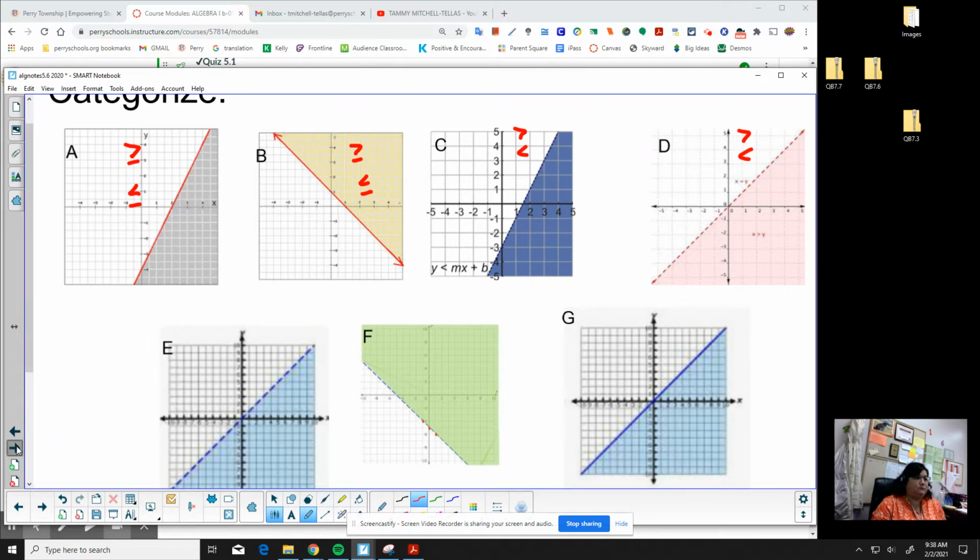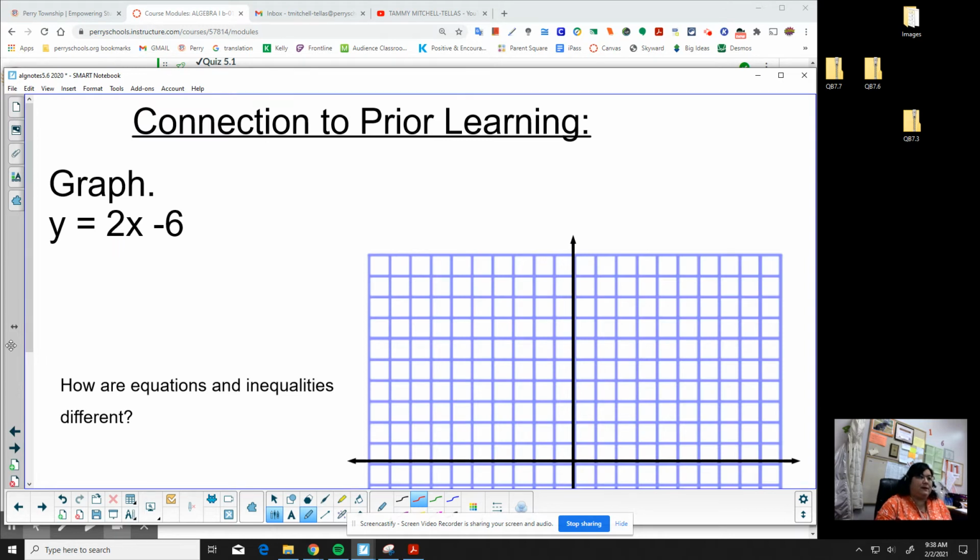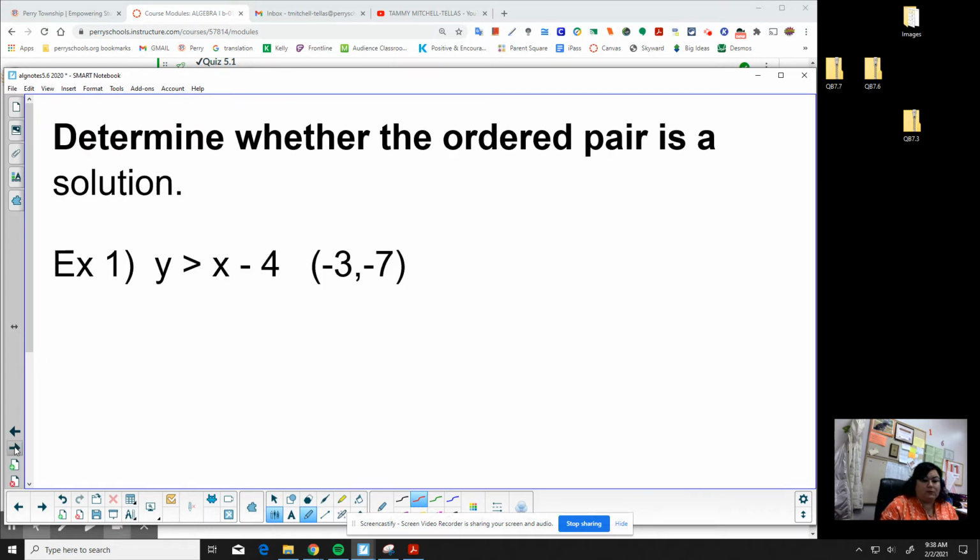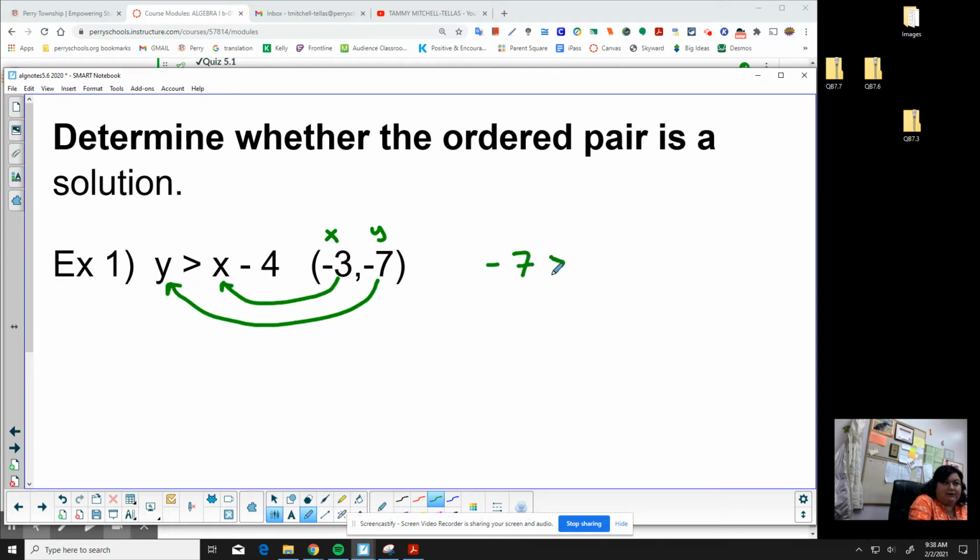All right, so we'll start here. This is in Big Ideas. What you're going to do is you're going to plug the numbers in and see if it's true. So over here, this is your ordered pair. This is your X and this is your Y. So the X is going to go in here and the Y is going to go in for Y. So it's going to say -7 is greater than -3 minus 4.